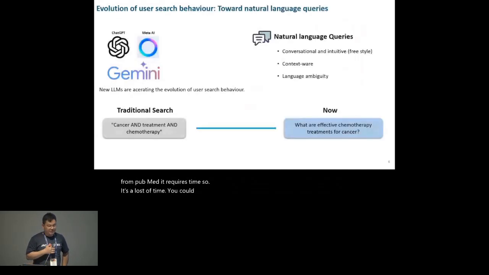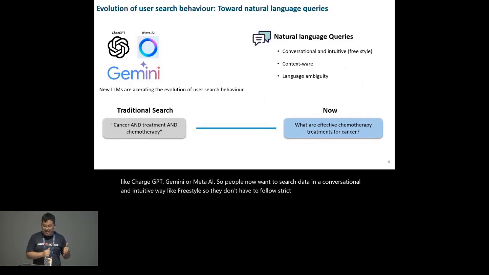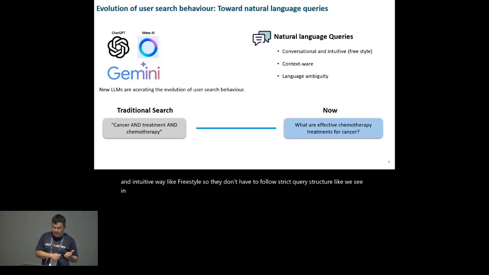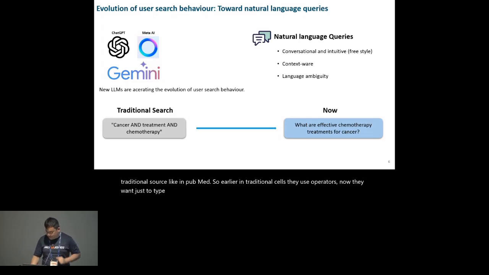However, the way people search has been evolving, thanks to LLMs like ChatGPT, Gemini, or Meta AI. People now want to search data in a conversational and intuitive way, like freestyle, so they don't have to follow a strict query structure like in traditional search such as PubMed. Earlier, in traditional search, they used operators. Now they want to just type the query in natural language.